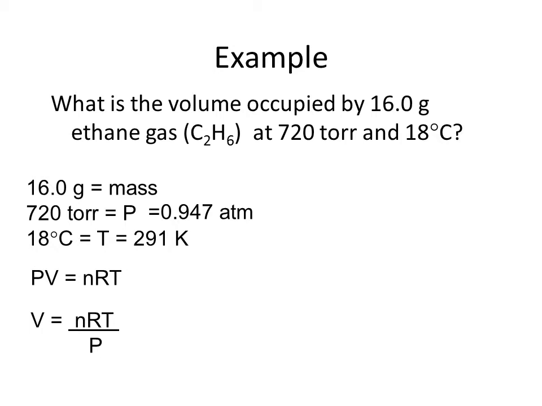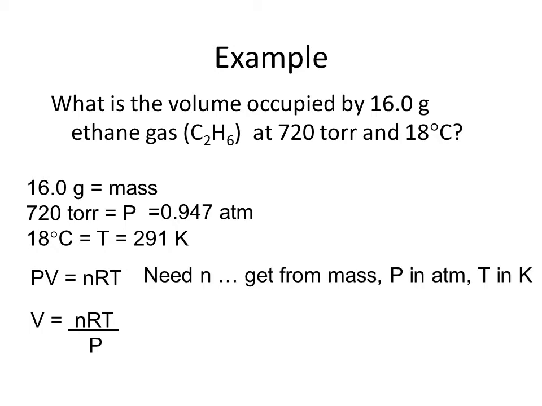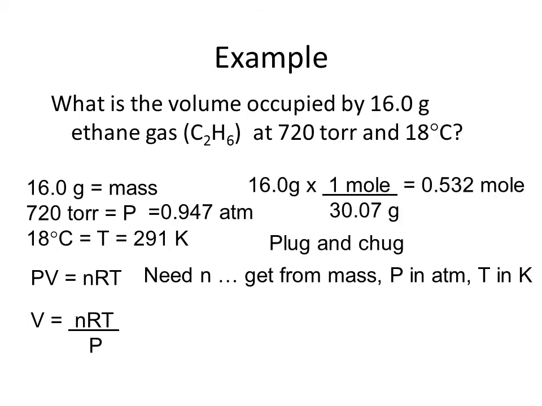And if I look at the data that's given to me, I might have my memory jogged that I can always convert grams to moles using molar mass. Notice the formula for this molecule is given in the problem, C2H6. So I'm going to go ahead and get my number of moles from my mass, and I do it using this conversion. 16 grams times 1 mole over 30.07 grams. This gives me 0.532 moles.